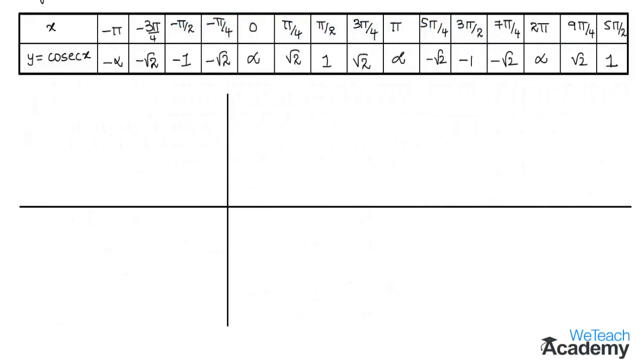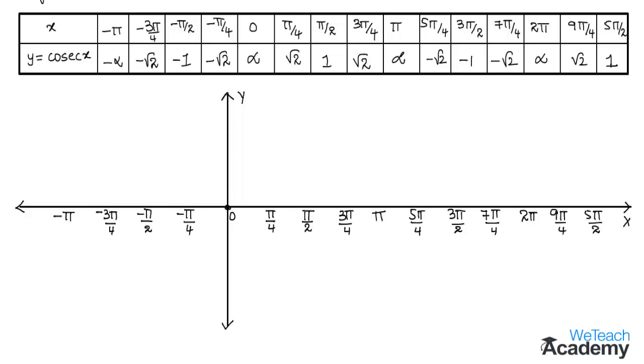So here there is a coordinate plane, and this vertical line is called the y-axis, whereas the horizontal line is called the x-axis. And now let us plot the values of x, which are radians, on the x-axis, and then let us plot the scale on the y-axis.